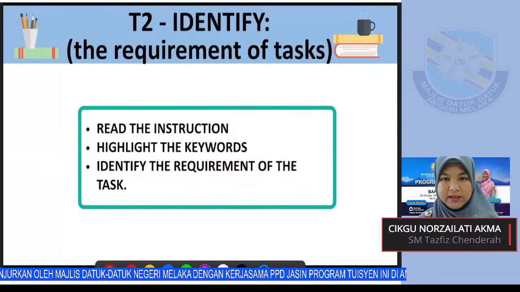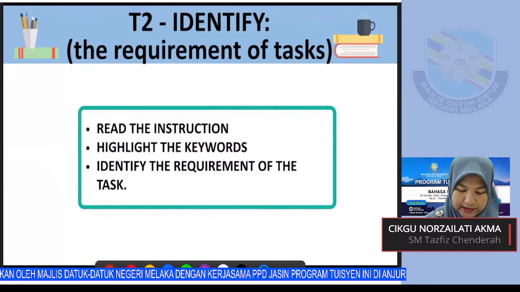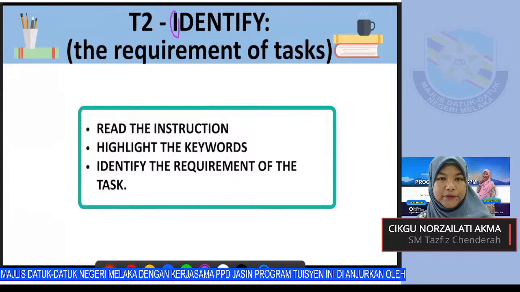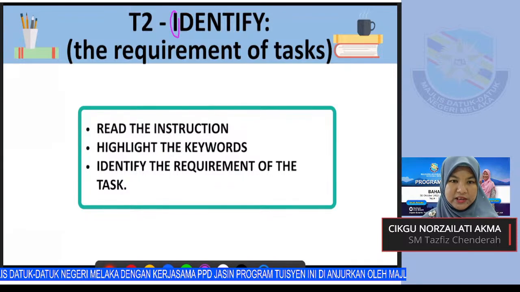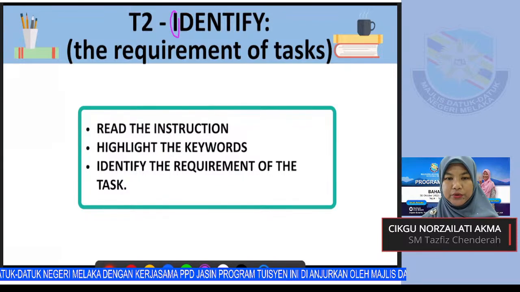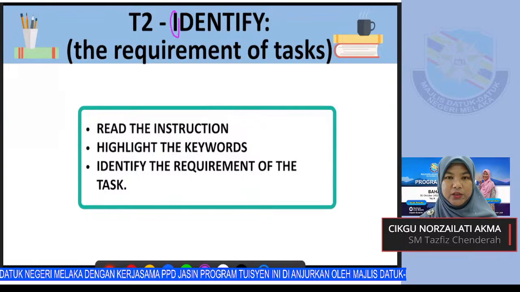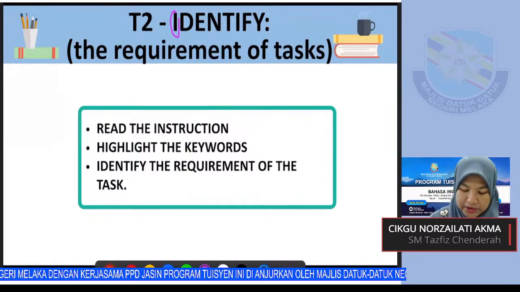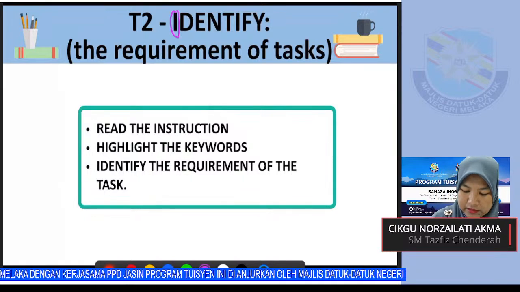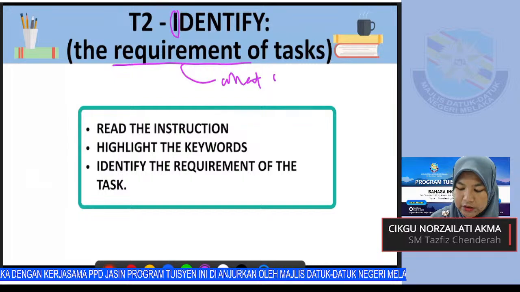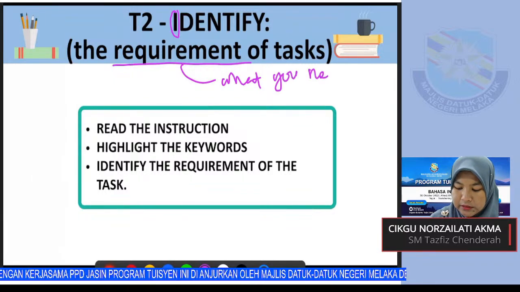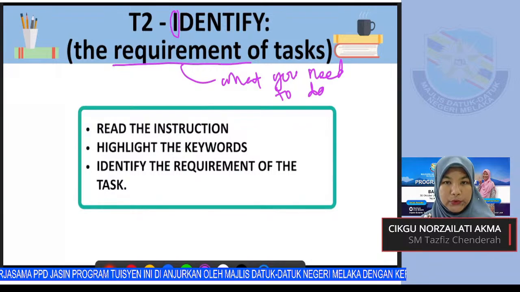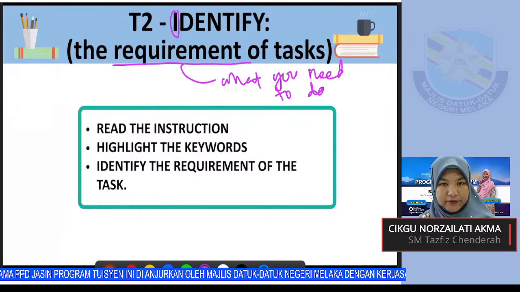Next step will be I. I stand for identify. Okay, what do you need to identify? What do you need to actually locate? What do you need to look for? You need to identify the requirement of the task. The requirement of the task means what you need to do for the question, for the task.